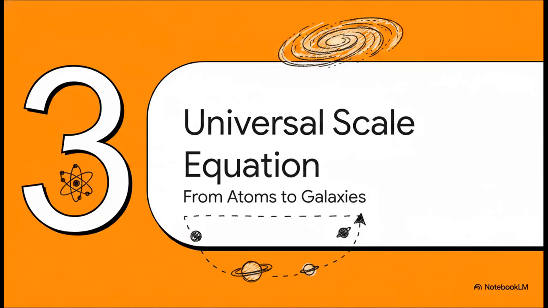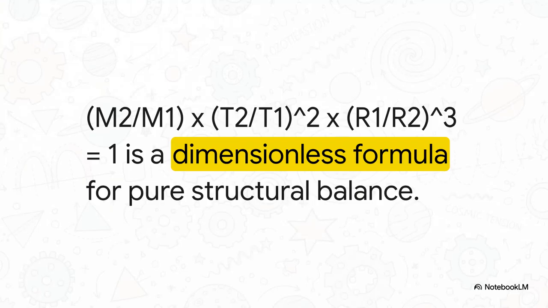Section 3. The universal scale equation, from atoms to galaxies. Scaling things up brings us to this remarkable, dimensionless formula called the hierarchical scale equation. It states that the mass ratio of two objects, multiplied by their time ratio squared times their spatial radius ratio cubed, perfectly equals 1. What's genuinely mind-blowing here is that this scaling law is entirely independent of absolute size. It's a pure, unadulterated statement of structural balance.